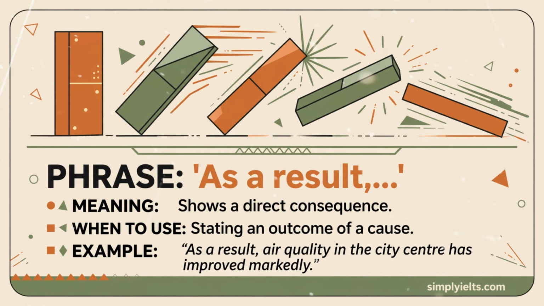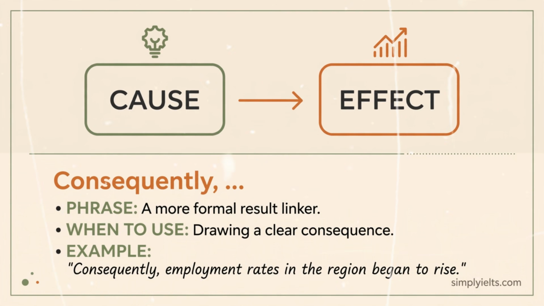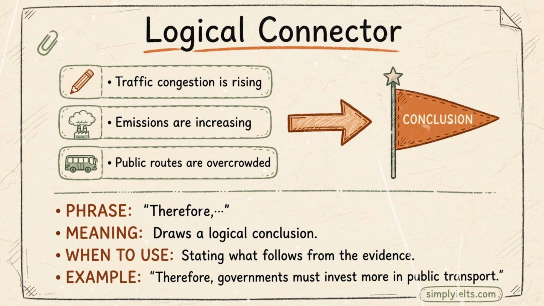To describe a direct consequence or outcome of a cause, you can use the phrase, as a result. For example, as a result, air quality in the city center has improved markedly. If you are looking for a more formal way to link a cause to its effect, consequently is an excellent choice. It clearly draws a result, like, consequently, employment rates in the region began to rise. When stating what follows logically from the evidence you have provided, use, therefore. It is perfect for drawing a conclusion based on your previous points, such as, therefore, governments must invest more in public transport.